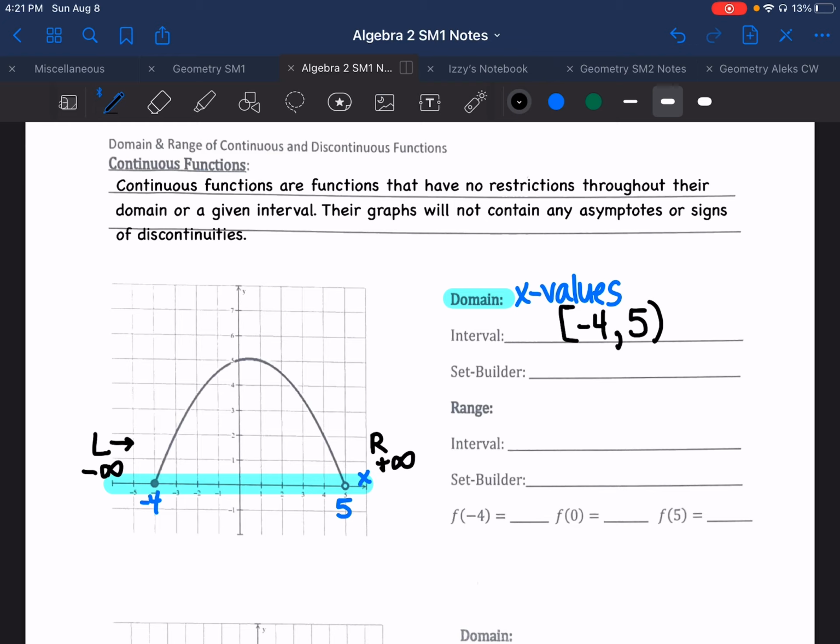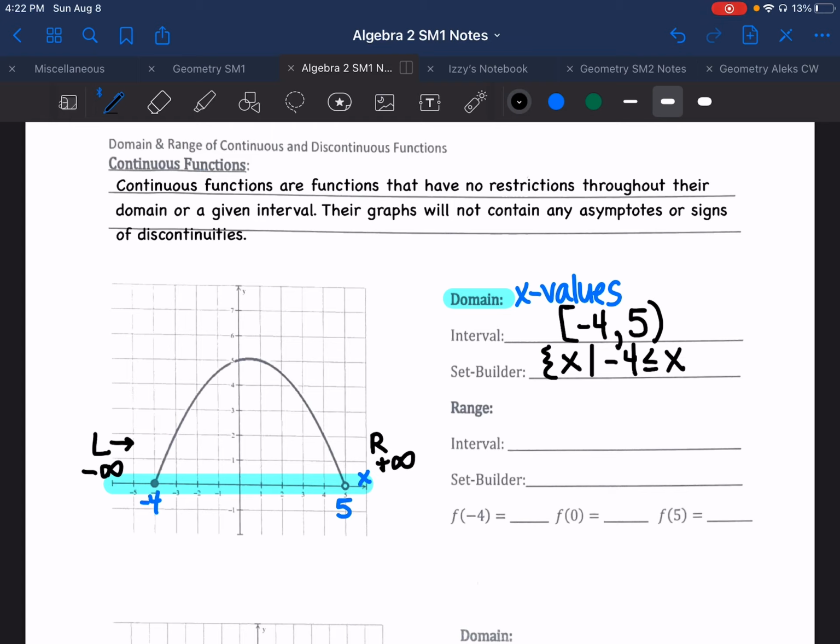For set builder notation, I need to start with my squiggly bracket, the variable x, and a vertical line. This is read all the values of x such that, and now I need to write an inequality. Whenever my interval notation is from a number to a number, I'm going to write a compound inequality. So I'm going to start with that -4, which is also the point to the left. I'm going to put a less than or equal to sign because I put a bracket with the -4.